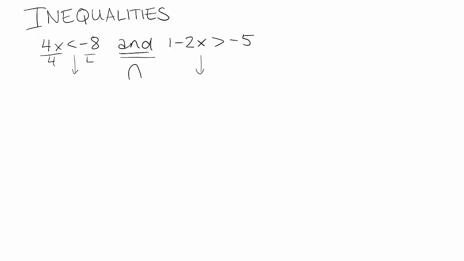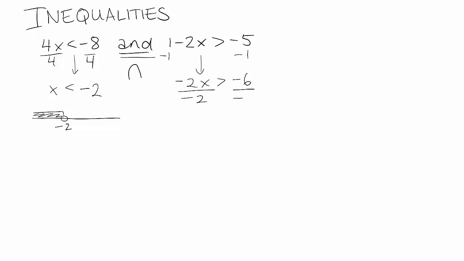So divide by 4. We're allowed to do that. It doesn't change the sign. So x is less than -2. Let's just visualize that. There's -2. Everything less than that is part of this inequality. What do we get here? Well, if we subtract 1 from both sides, we get -2x greater than -6. Divide by a negative. Careful. So when you divide by the negative, you're going to switch the inequality, so x is less than 3. All right, so you have 3. x's are less than 3, not including 3.